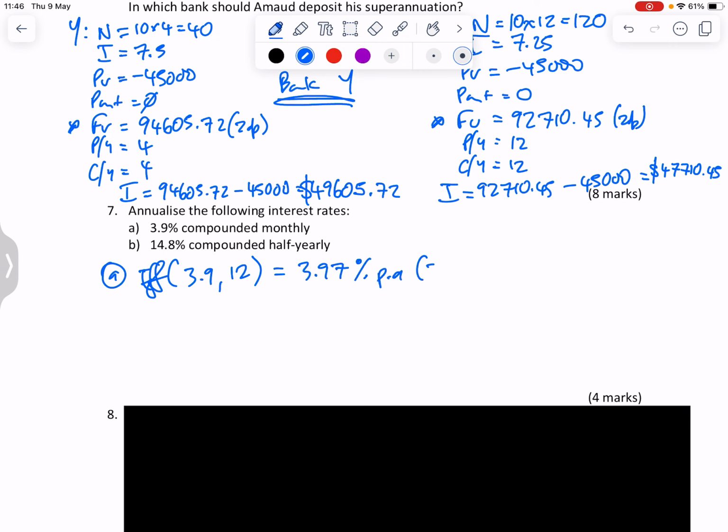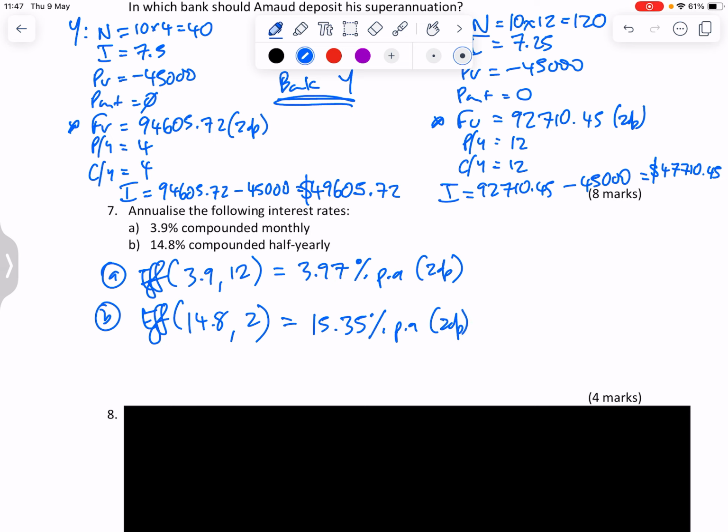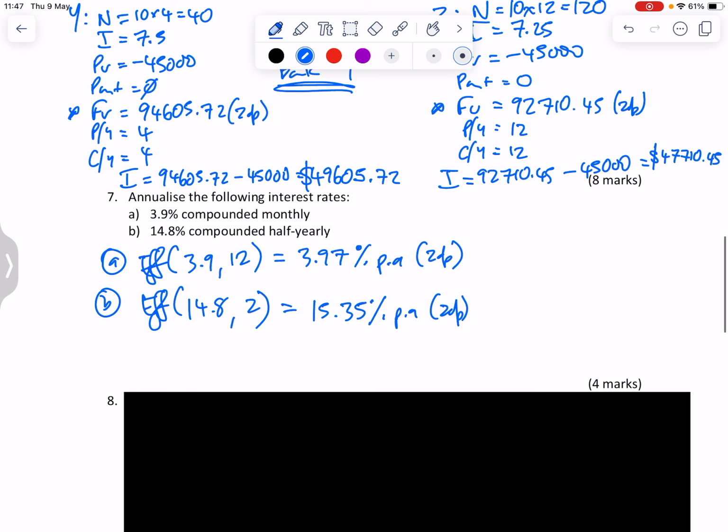The effective rate, B, EFF, put in the nominal rate of 14.8, compounding half yearly. How many half years are there in a year? 2. Apps Finance, scroll to EFF, 14.8, comma, 2, gives you 15.35% per annum, rounded to 2 decimal points. So that's effective or annualized interest rates. If you got a graphics calculator or the graphics calculator app on your computer works, you could use that. If you don't, then you use the little app that I've linked on Daymap.